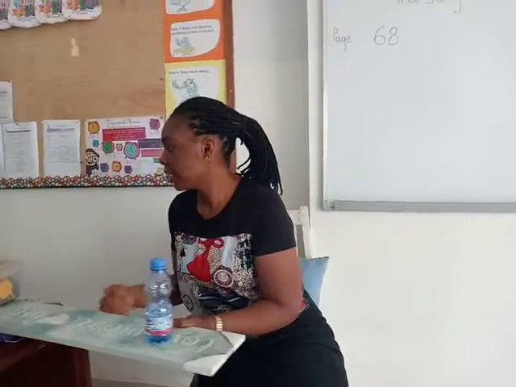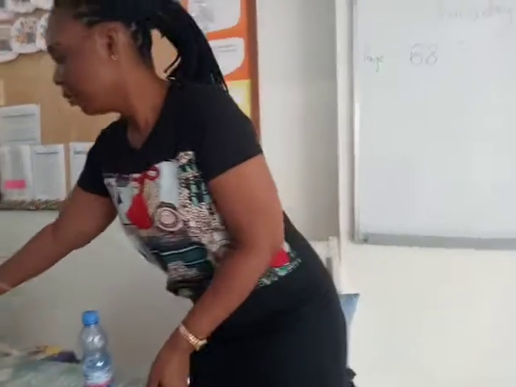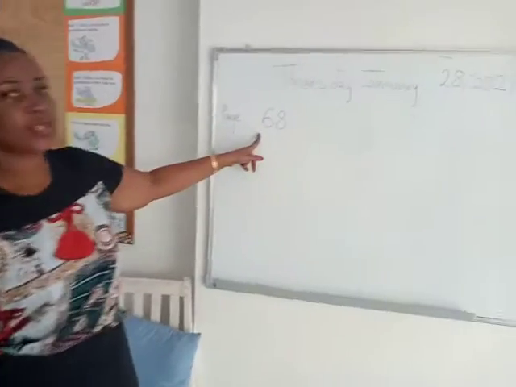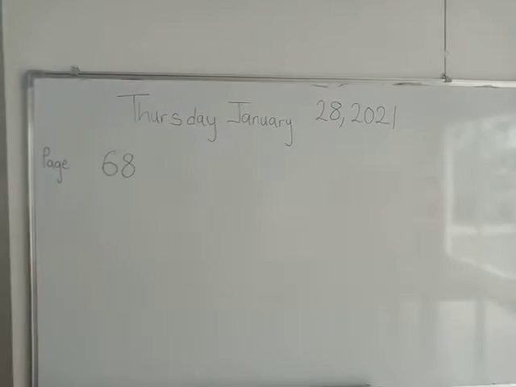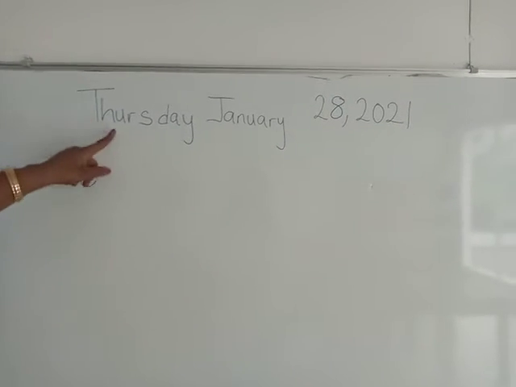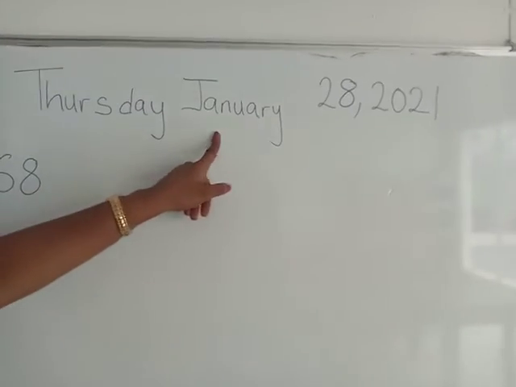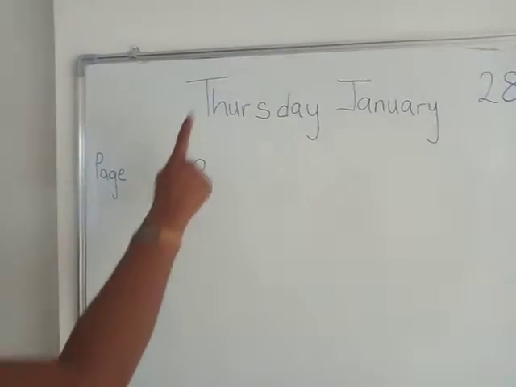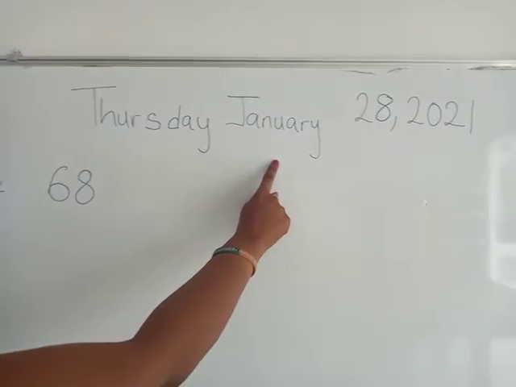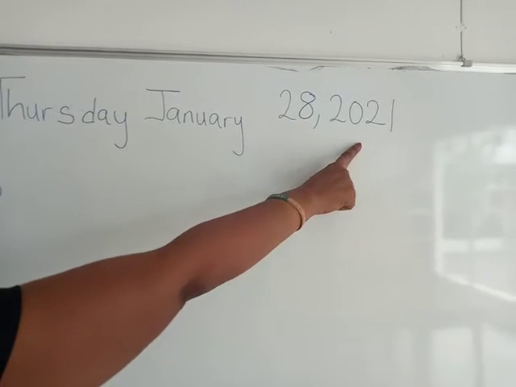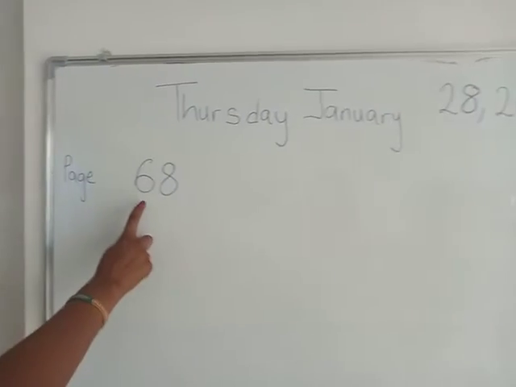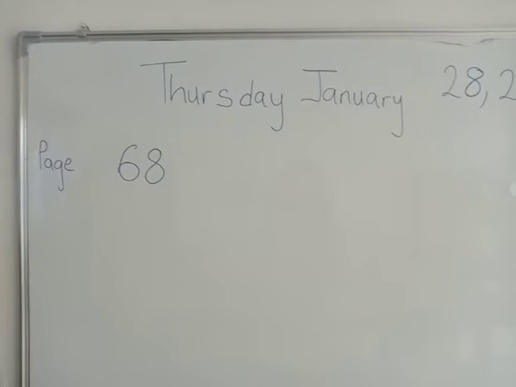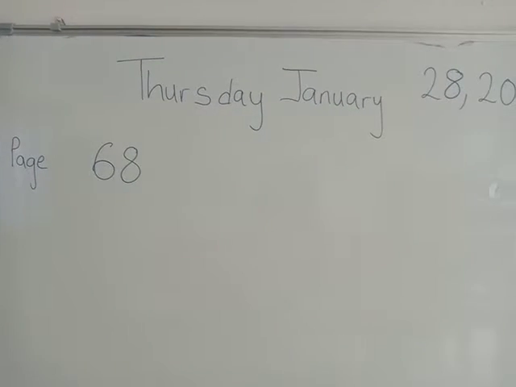Now we're going to refer to the book on page 68. Get to your workbook on page 68 and you write the date, of course. Today is Thursday, January 28, 2021. Thursday, January 28, 2021, and the page is page 68. You're going to find that in the blue pages in your workbook.